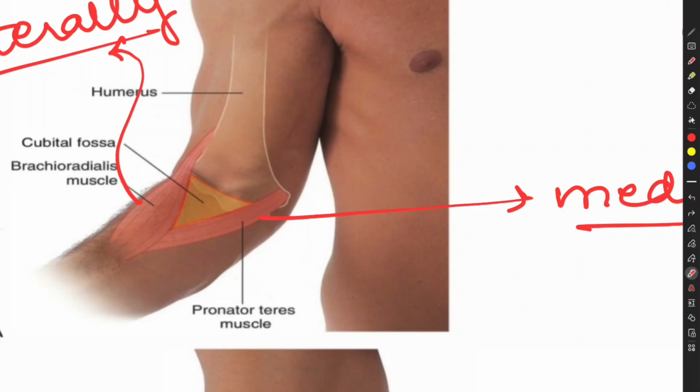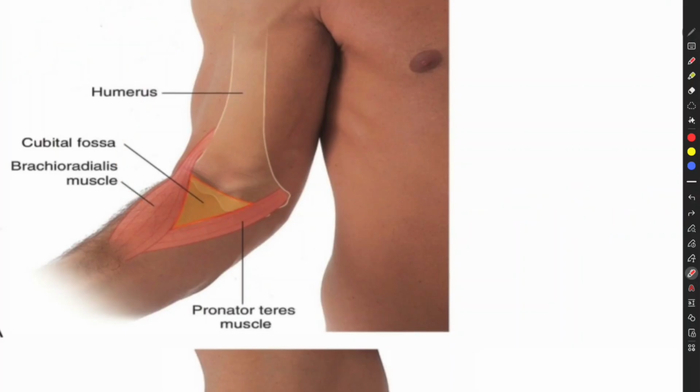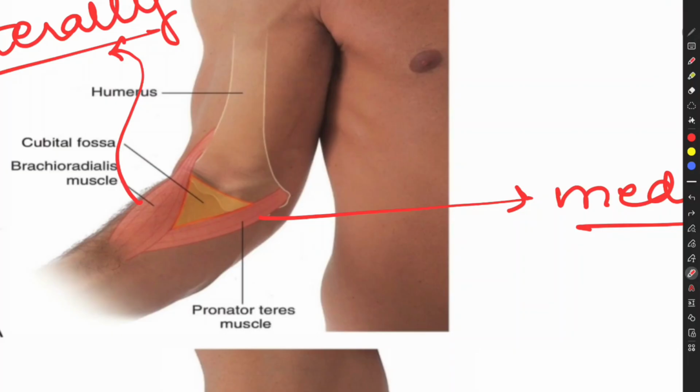Once again, as I said in the popliteal fossa also, if you are mentioning any muscle, make sure that you mention its border. For the pronator teres, it is the lateral border of pronator teres, and for the brachioradialis, it's the medial border of the brachioradialis. So, the cubital fossa lies between the lateral border of the pronator teres muscle and the medial border of the brachioradialis muscle. Okay.